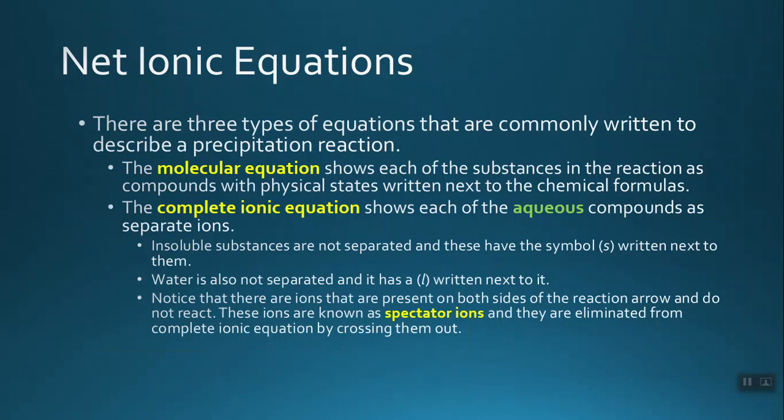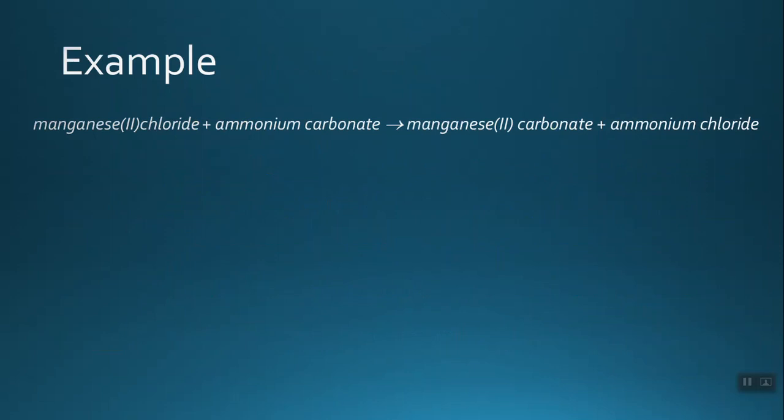It's a liquid. And then you're going to see that there are the same ions on both the reactant and product side. Those we're just going to cancel out because they don't react, and they're known as the spectator ions, so we just eliminate them. And then whatever remains is our net ionic equation. So let's jump into our example. Manganese 2 chloride and ammonium carbonate react to form manganese 2 carbonate and ammonium chloride.